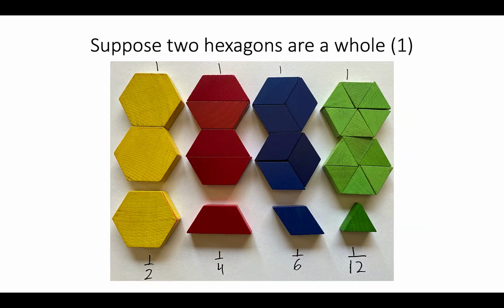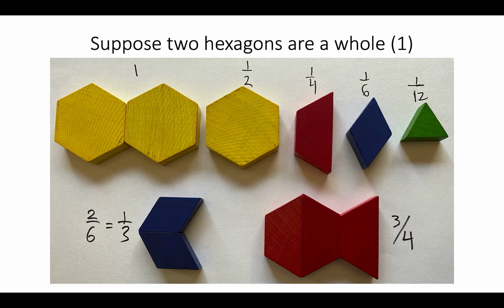For the next part of the lesson, suppose 2 hexagons are one whole. If 2 hexagons are one whole, then one hexagon would be 1/2 of that, or 1/2. 4 trapezoids would make 2 hexagons, so one trapezoid would be 1/4. 6 parallelograms would make 2 hexagons, so one parallelogram would be 1/6. 12 triangles would make 2 hexagons, so one triangle would be 1/12 of a whole, or 1/12.